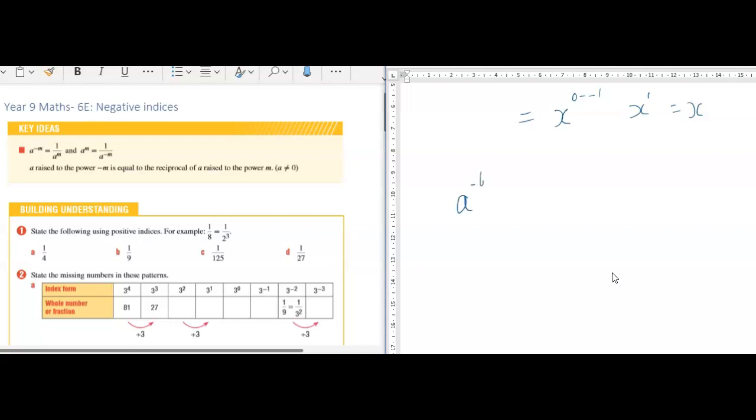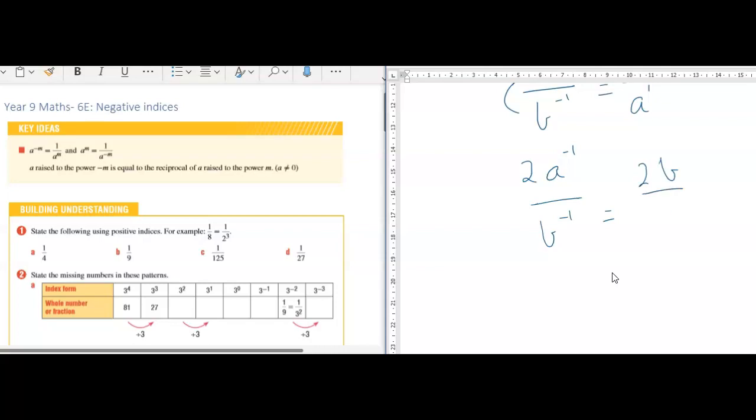If you had a to the negative 1 over b to the negative 1, they basically just switch. Okay, so b comes up the top as a positive power and a goes down to the bottom with a positive power. If you had a coefficient and over b to the negative 1, the power is only for the a, so the 2 stays up the top. Okay, so it becomes 2b over a. Okay, so the 2 doesn't have a power.